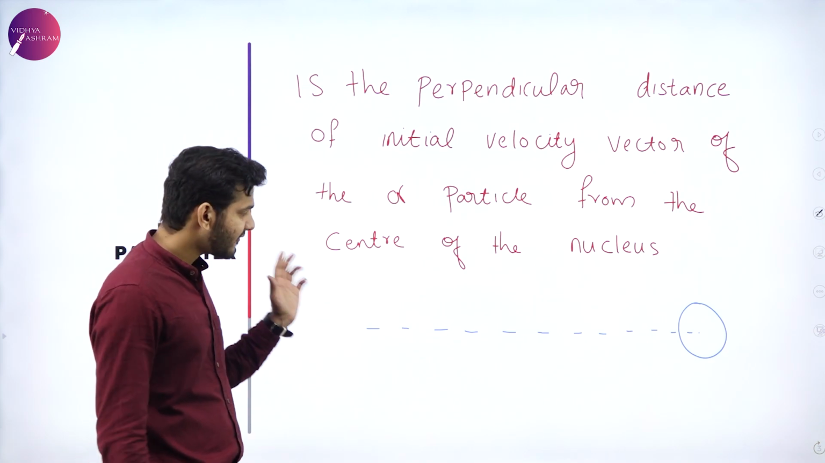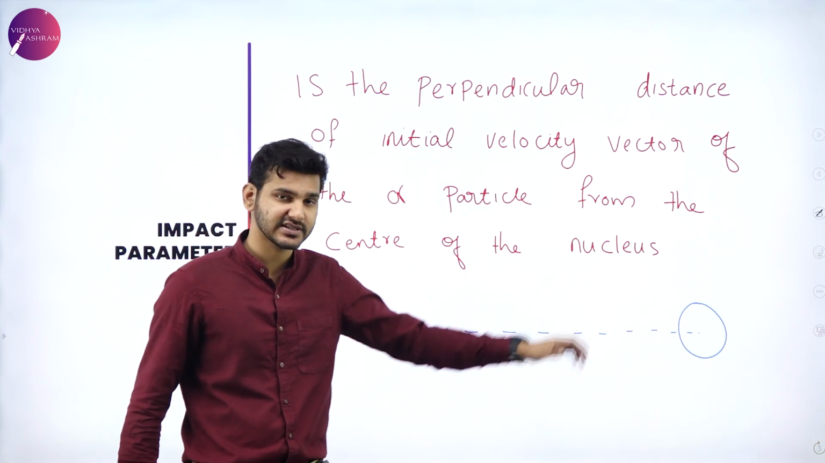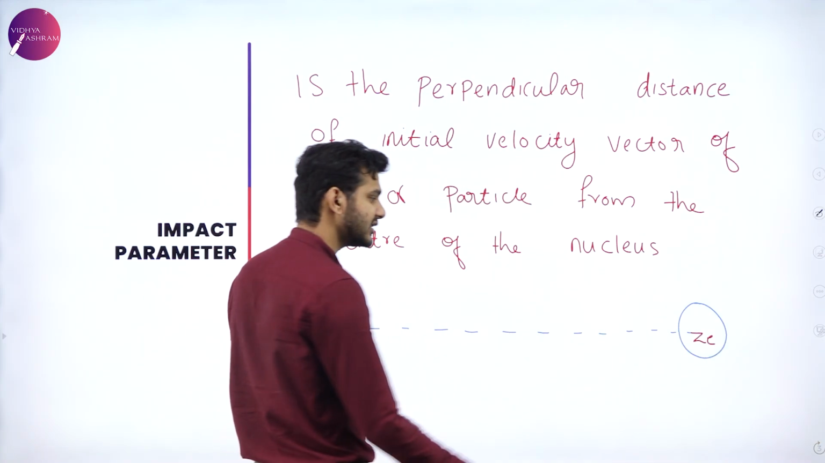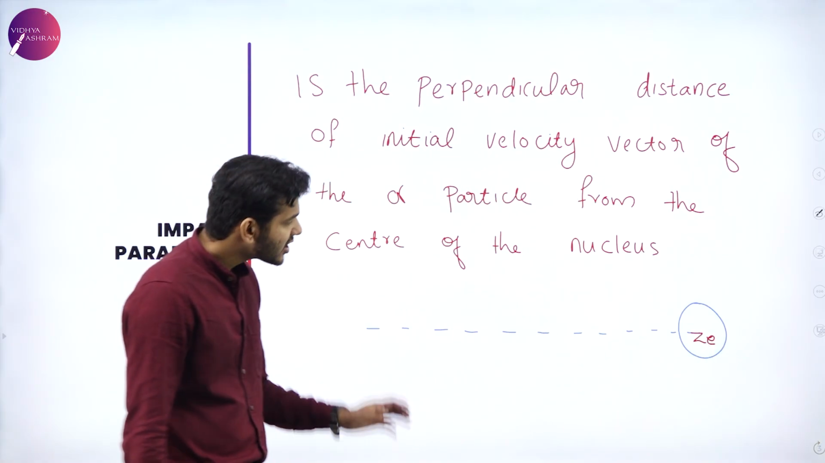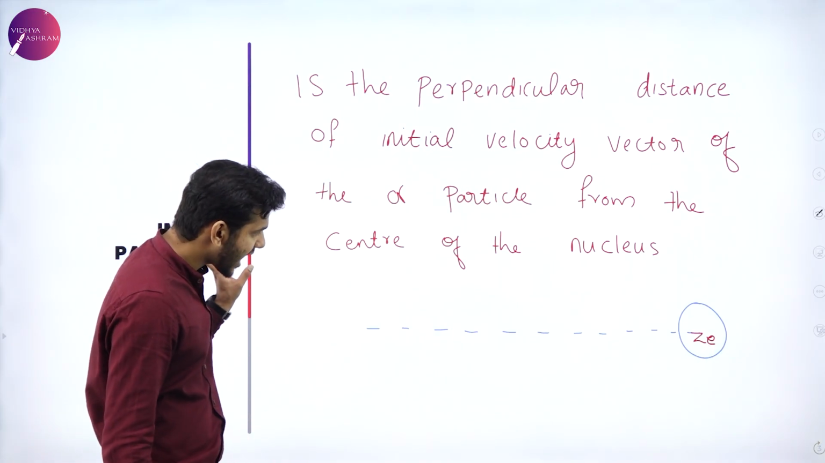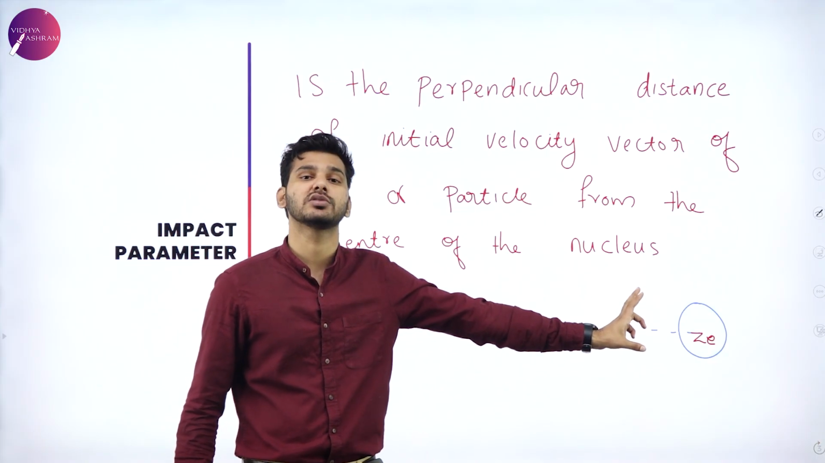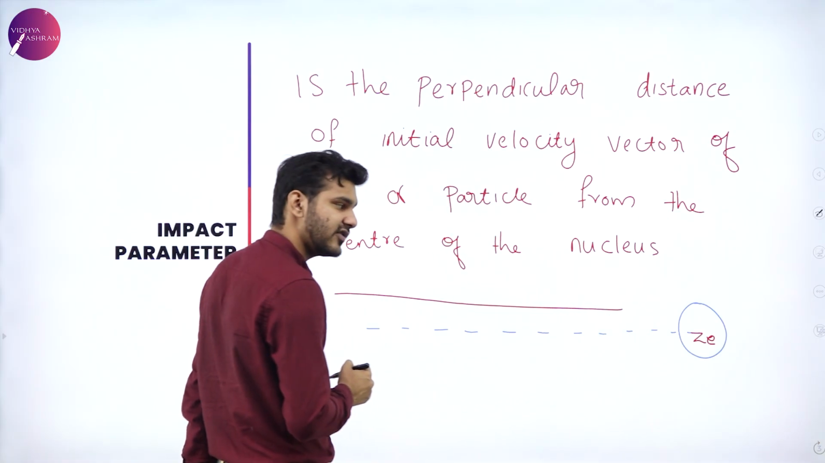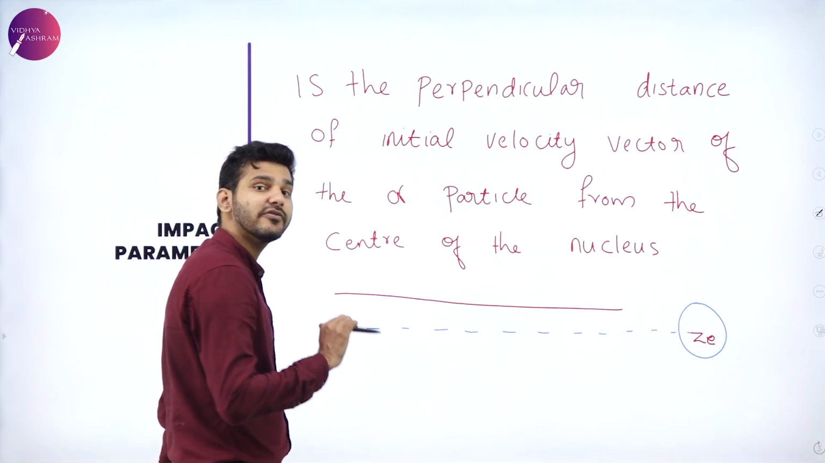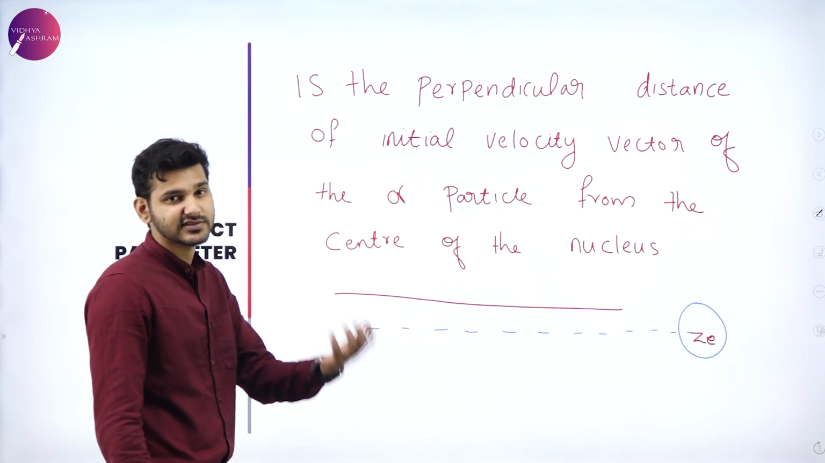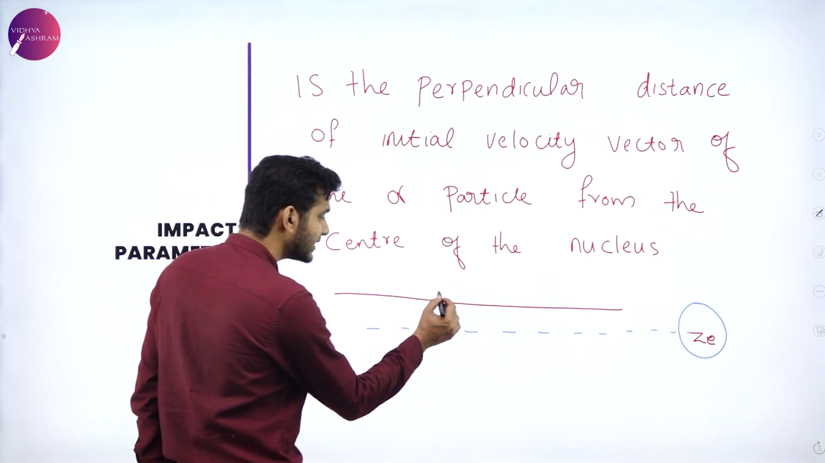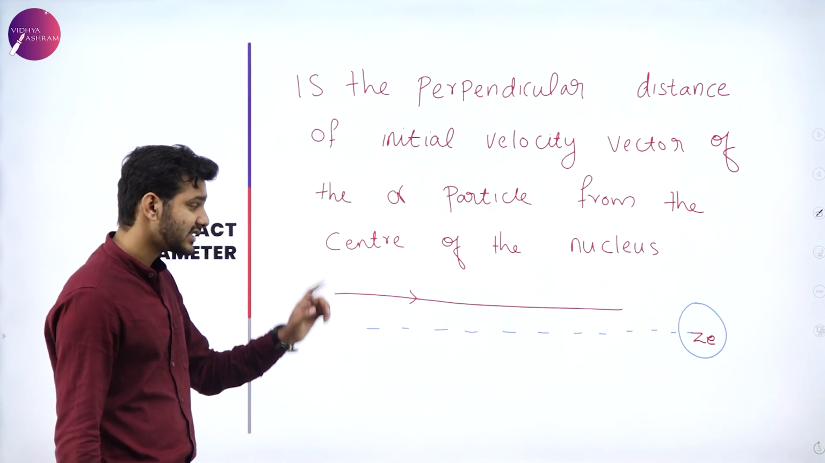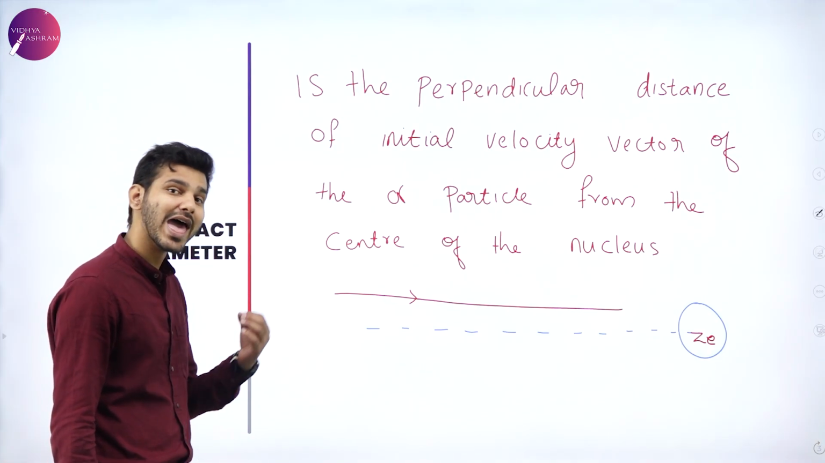It means that if the alpha particle is going towards the nucleus, imagine that this is the nucleus, indicated by Ze. Imagine that an alpha particle is rushing towards the nucleus. We know that it has a certain amount of velocity, and since velocity is a vector quantity, we can say that this is the velocity vector. So this particular direction indicates the initial velocity vector of the alpha particle.